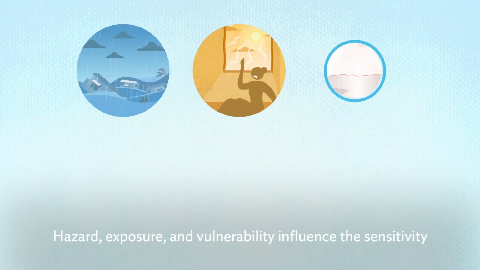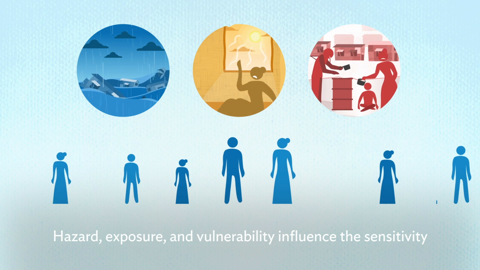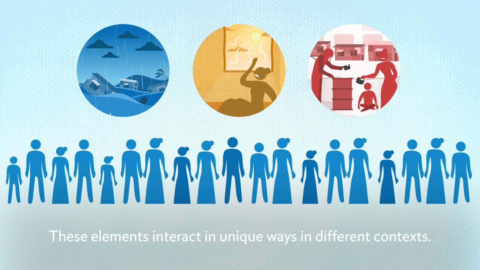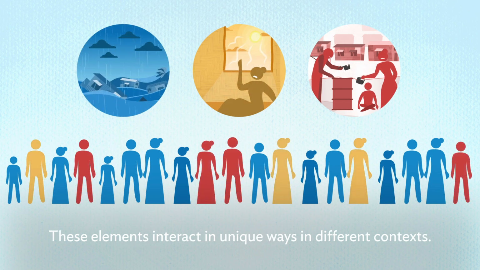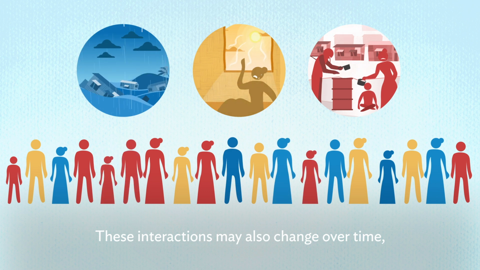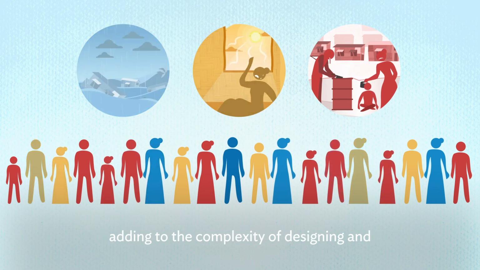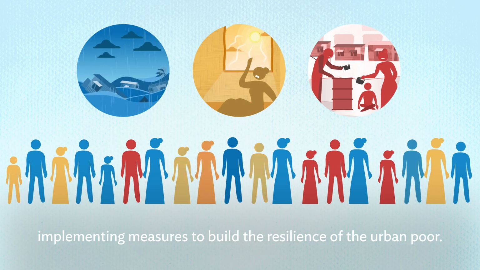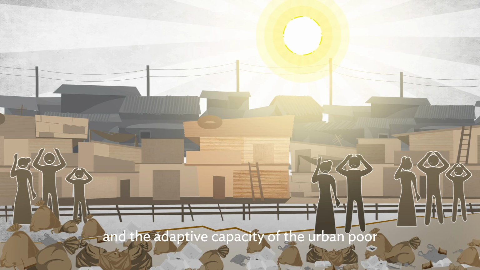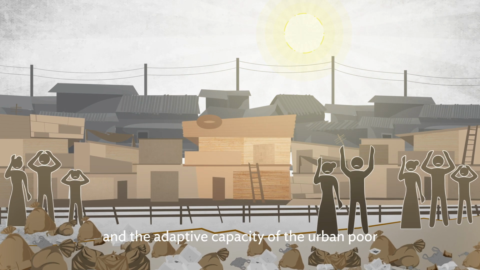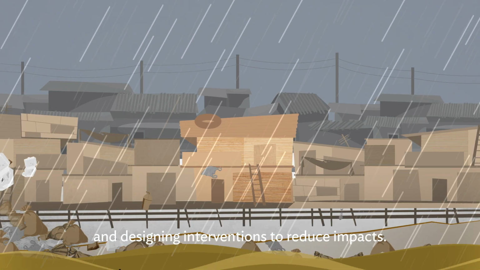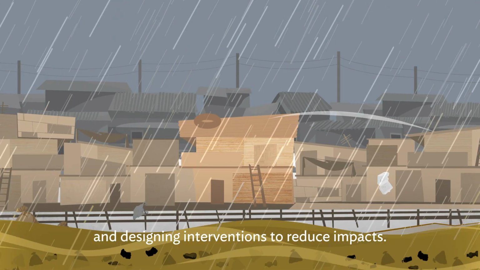Hazard, exposure, and vulnerability influence the sensitivity of the population to the impacts of climate change. These elements interact in unique ways in different contexts. These interactions may also change over time, adding to the complexity of designing and implementing measures to build the resilience of the urban poor. Climate and disaster risk assessment and the adaptive capacity of the urban poor should be integrated in planning, investment programming, and assigning interventions to reduce impacts.